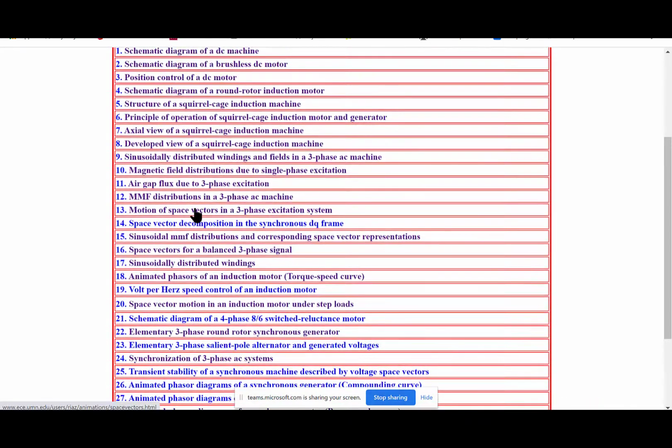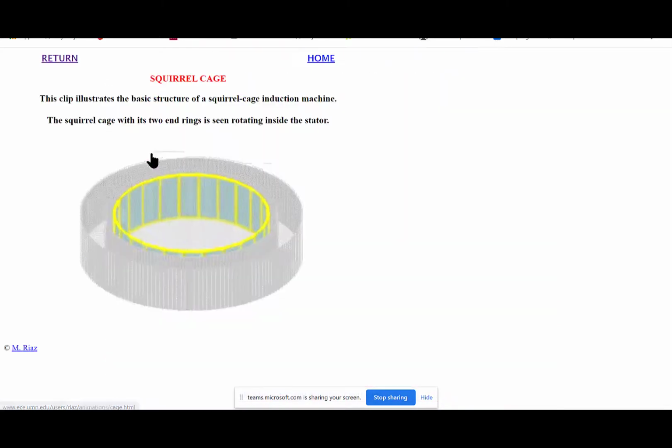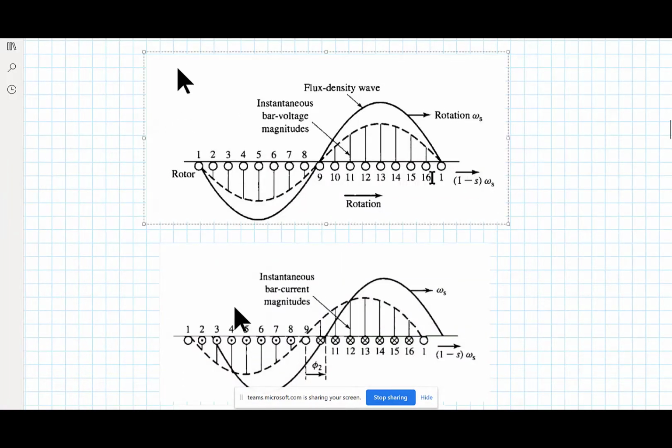All right, where is it? Squirrel cage. There it is. So this shows you what the squirrel cage is. It's just moving around like that. It's got the two end rings, and it rotates inside of the stator. And you can just imagine that there's core material around all of this. Okay, straightforward. So these are some pictures from the textbook that show this as well.